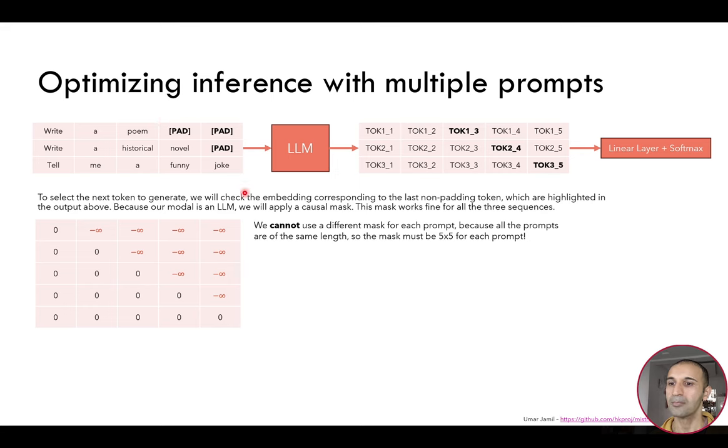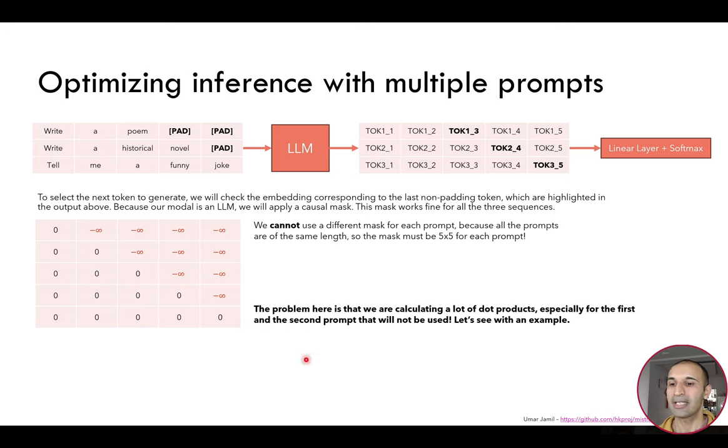We cannot use a different mask for each prompt because all the prompts are of the same length, so all the masks must be 5x5. We cannot use a 3x3 mask for this prompt, a 4x4 mask for this prompt, and a 5x5 for this prompt, because the input sequence is 5, so we must use a 5x5 mask, and we have to use a 5x5 mask that is causal. We can also mask out, for example, imagine the sliding window size is 4, then we can mask out this value here also, because we don't want this token here to watch tokens that are at a distance of more than 4, for example.